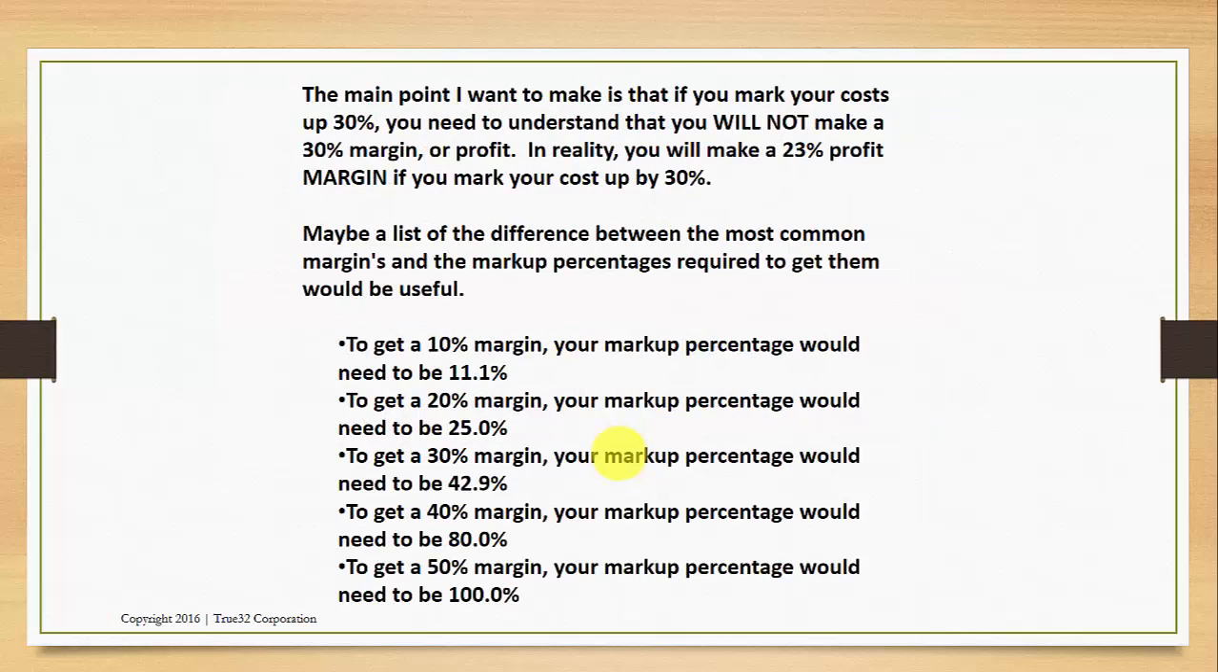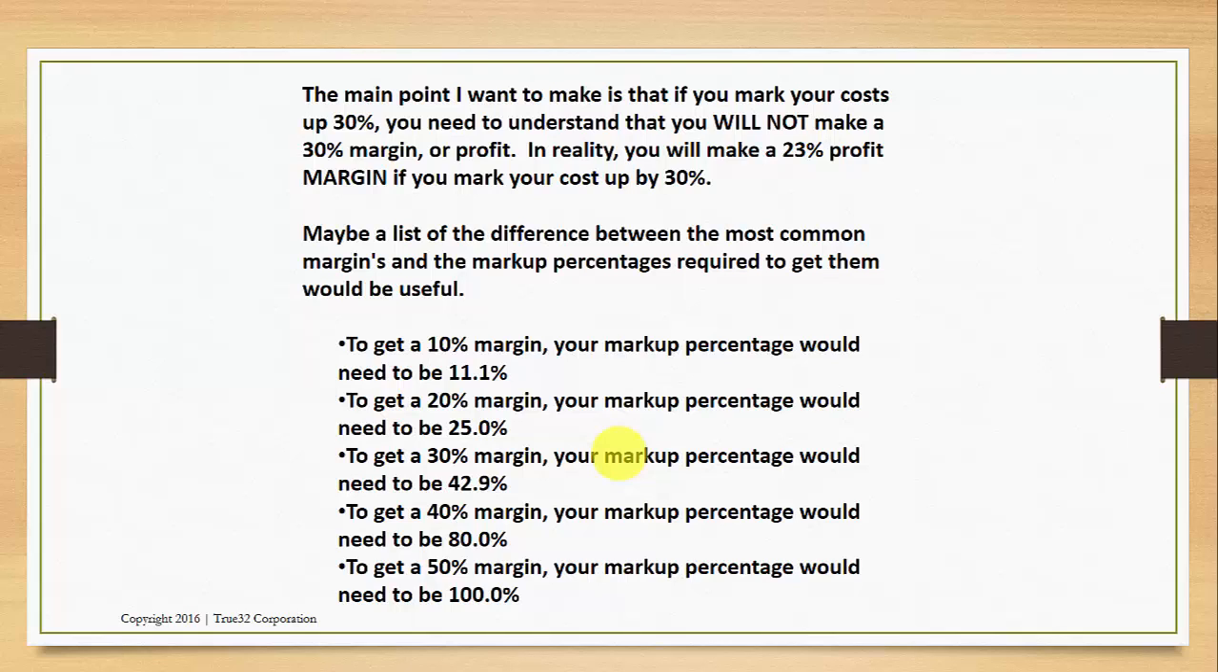The main point I want to make, again, is that if you mark your costs up 30%, you need to understand that you will not make a 30% margin or profit. In reality, you will make a 23% profit margin if you mark your costs up by 30%. Maybe a list of the differences between the most common margins and the markup percentages required to get them would be useful. So if you marked up your job by 11.1%, you would only get a 10% margin, and watch how this grows as the numbers get larger.